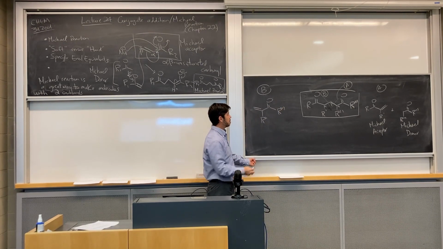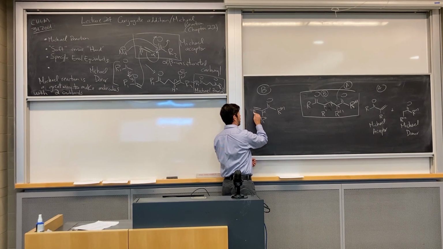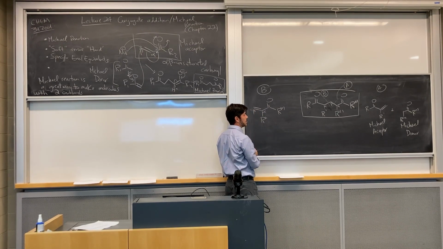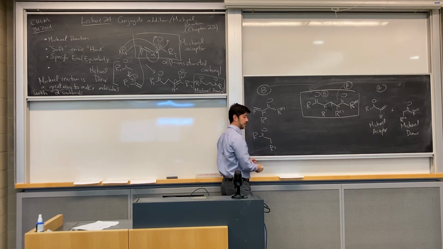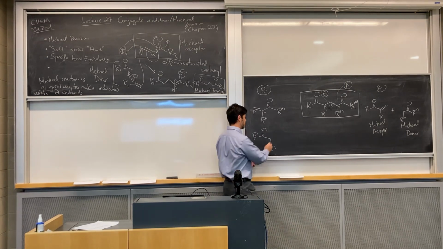There's your Michael acceptor, your alpha beta unsaturated carbonyl compound, and then our Michael donor will be this here before it enolizes.